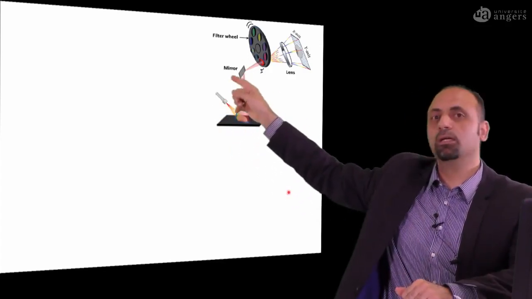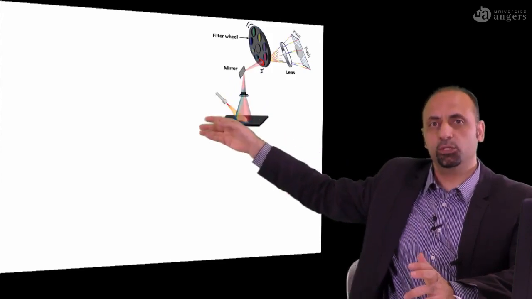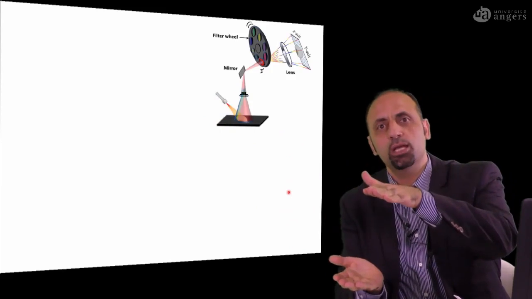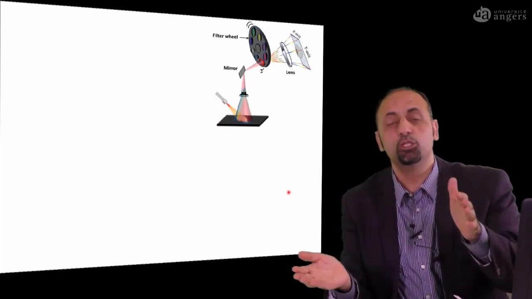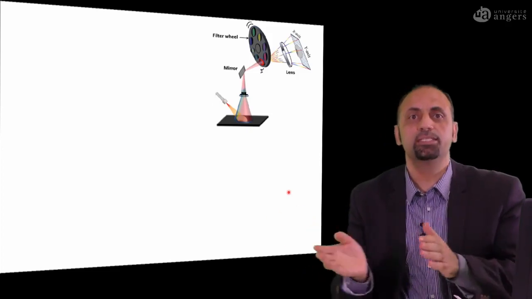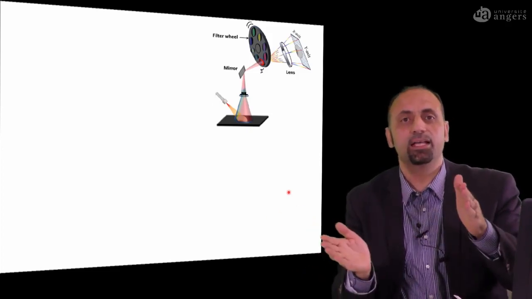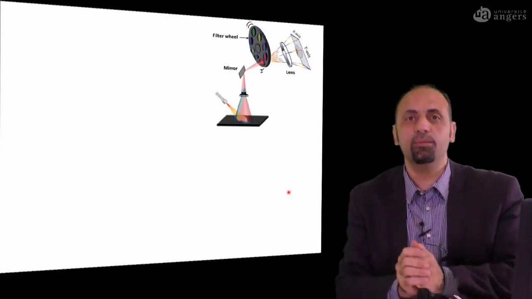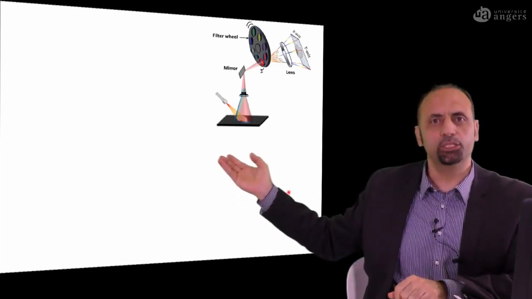So if you have 10 filters in the filter wheel, that means you have a series of 2D images at 10 wavelengths. If you have 20 filters in the filter wheel, that means at the end you have a series of 20 2D images. At the end you have a 3D image.